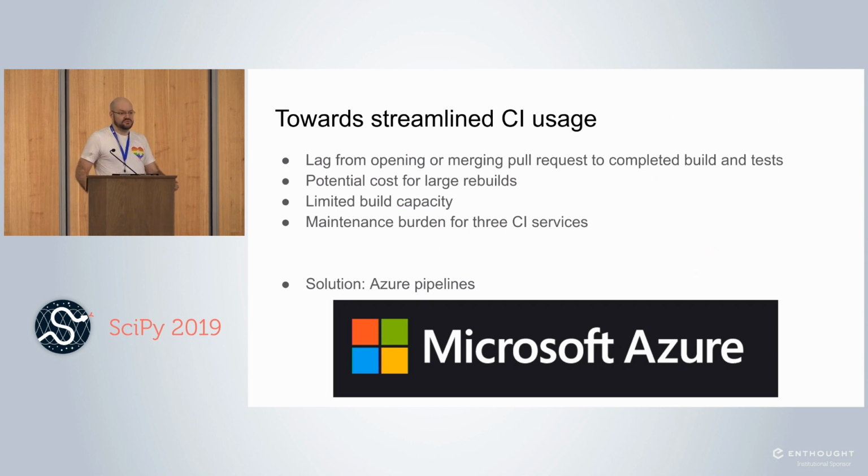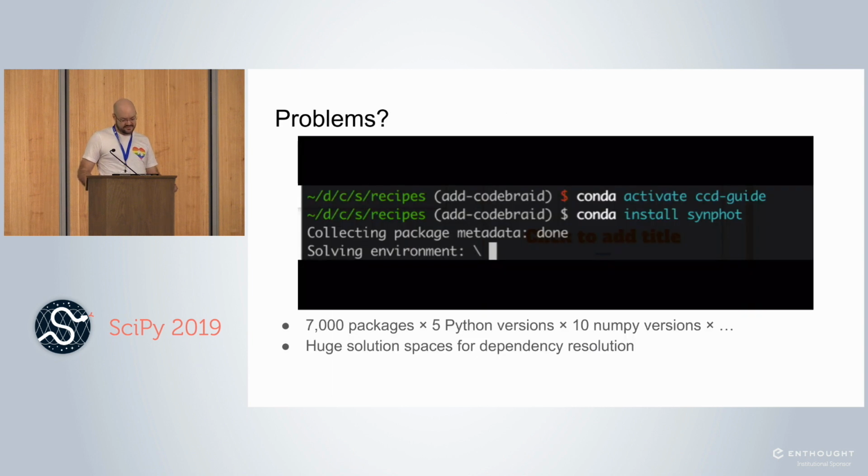So we've switched most of our pipelines to Azure pipelines over the past year or so. So we've massively scaled our ability to use CI effectively, and we no longer really wait for anything, which is great.